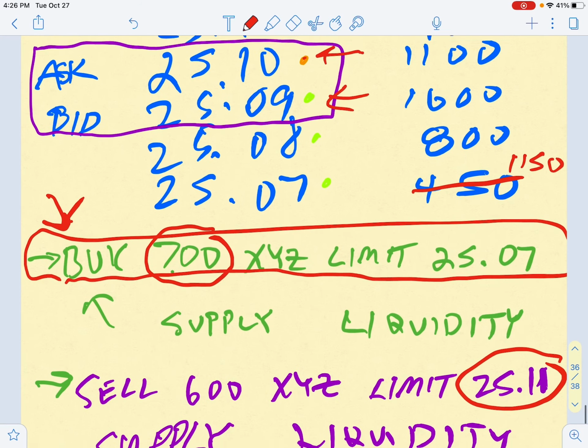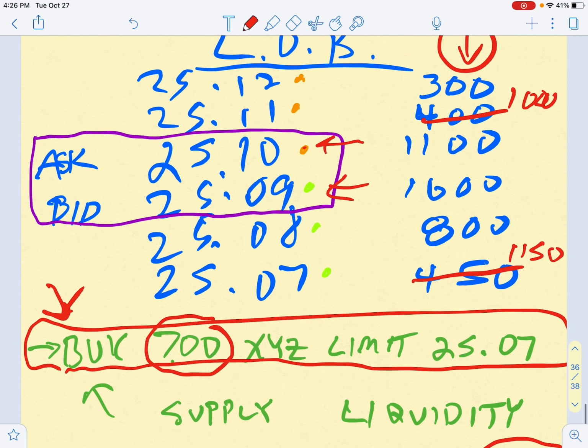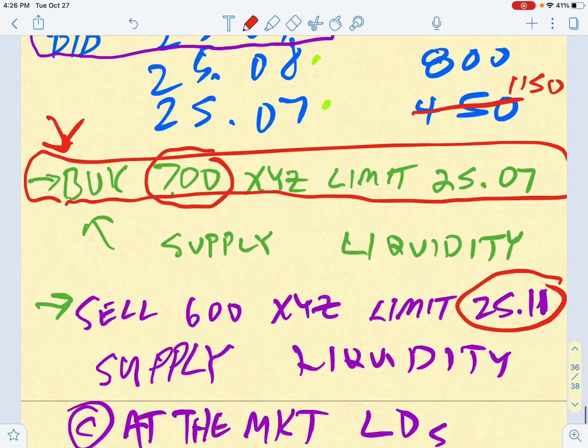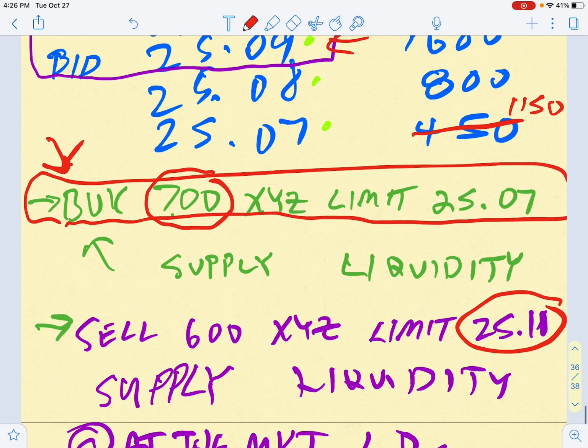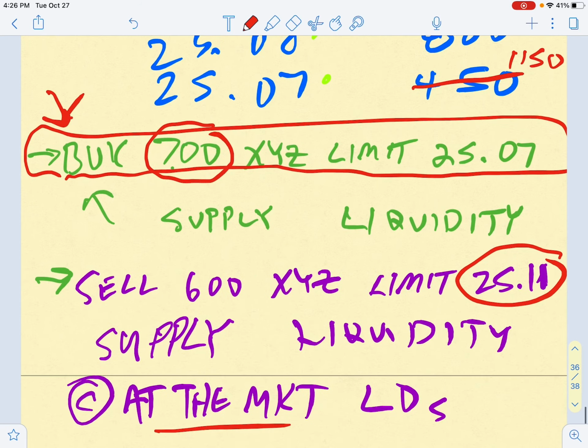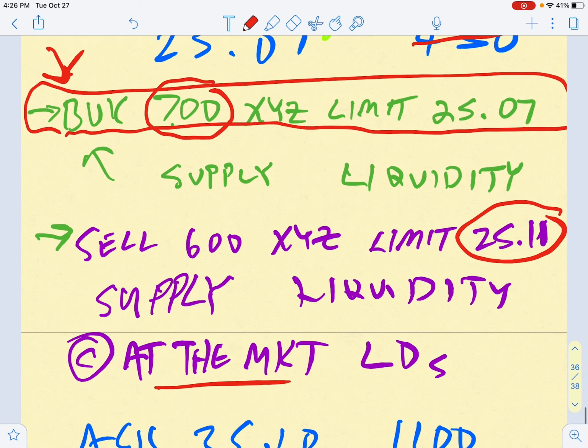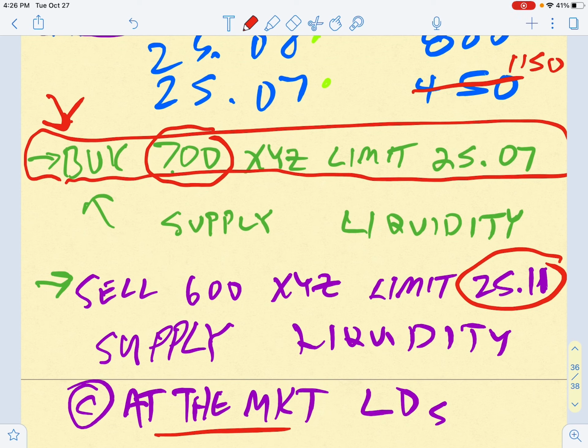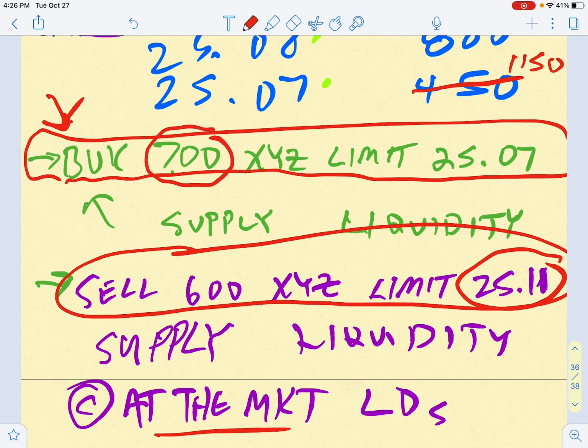So we saw that the sell 600 shares at 25.11 supplied liquidity. The size at 25.11 went from 400 to 1,000. And again, the main point of this is that the behind the market sell limit order right here supplied liquidity. The order did not execute.